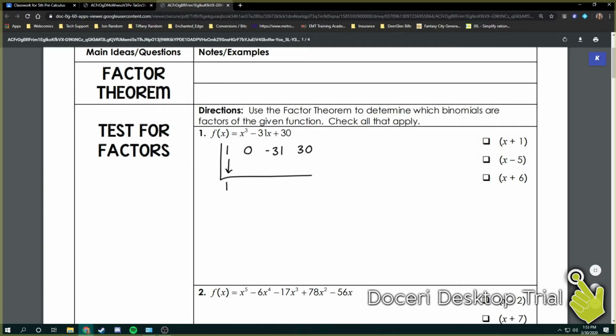First one always gets brought down. Now if we're testing the first factor, say we're testing x plus 1, what we're testing is whether or not negative 1 is indeed an x-intercept of that factor. So we're going to have a negative 1 outside of our little setup here. Then multiply, add, down. So negative 1 times 1 is negative 1. Then I'm going to add down and get negative 1.